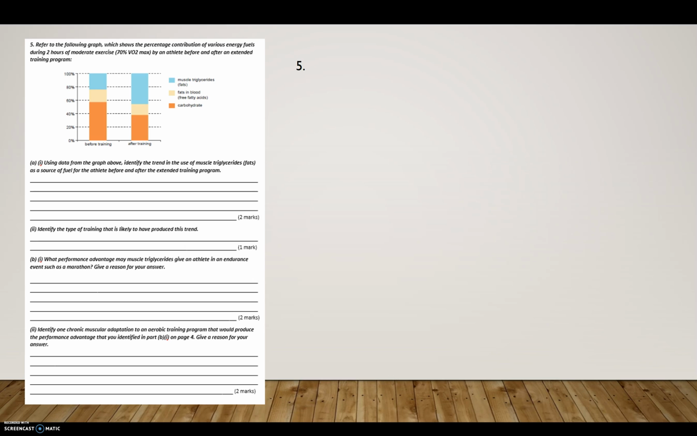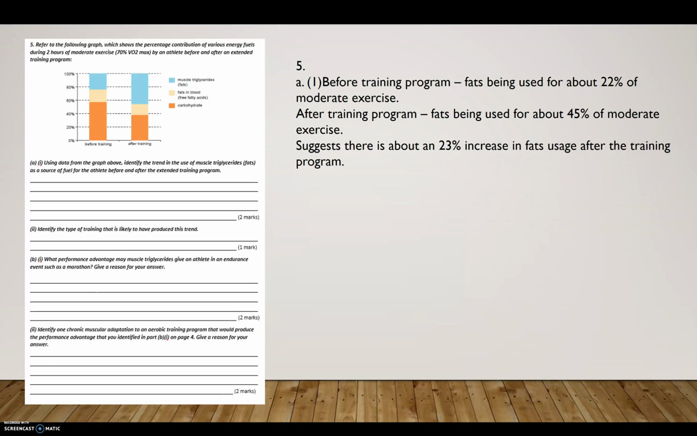It's after a program. So using data from the graph above, identify the trend in the use of muscle triglycerides as a source of fuel for the athlete before and after an extended training program. So as a trend, I just pulled information off. Before the training program, fats used for about 22% of moderate exercise. After the training program, fats used for about 45% of moderate exercise. So this suggests there's about a 23% increase in fats usage after the training program. That's just analysis of the data there. That's not having to have any knowledge about anything. That's just pulling information off and showing some sort of trend.